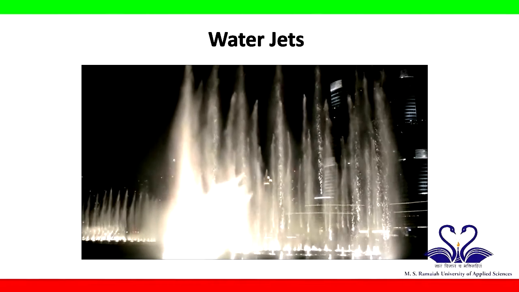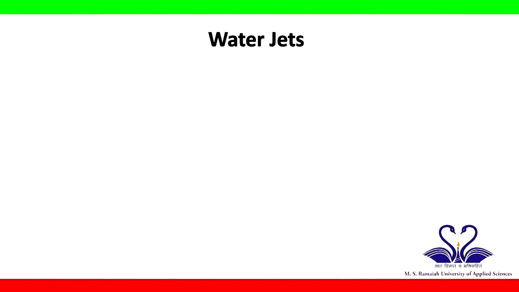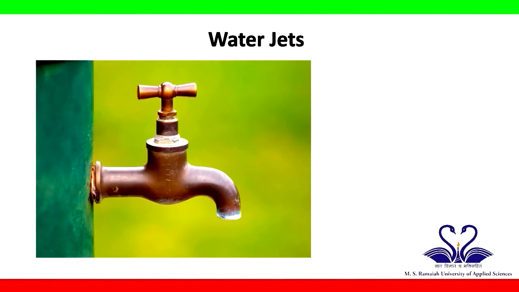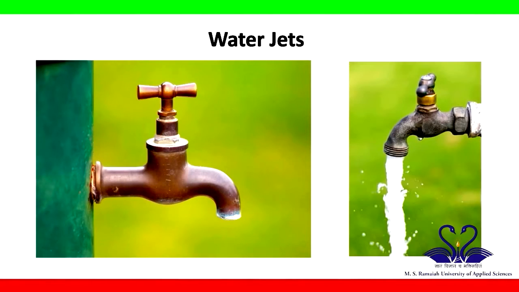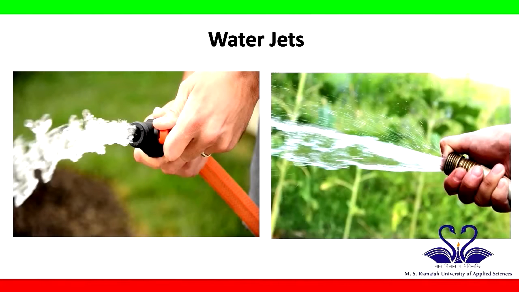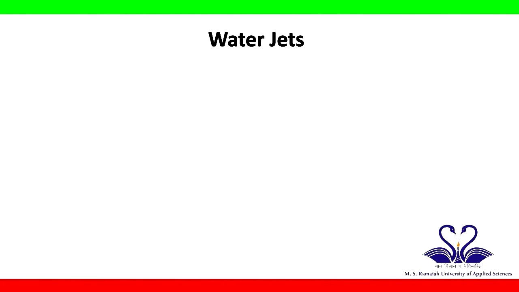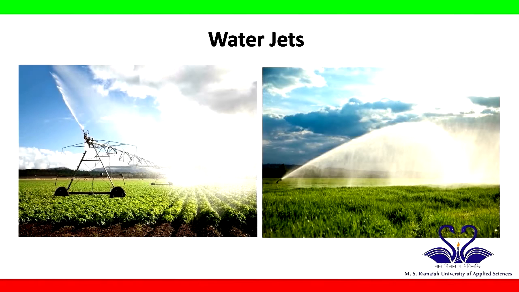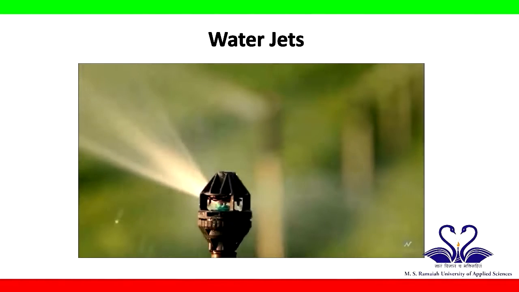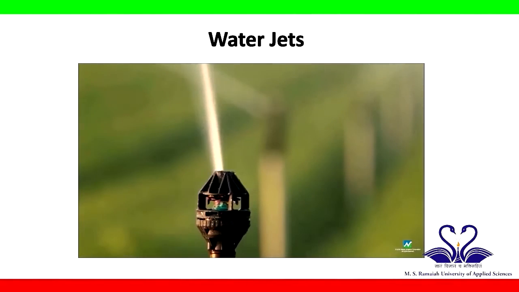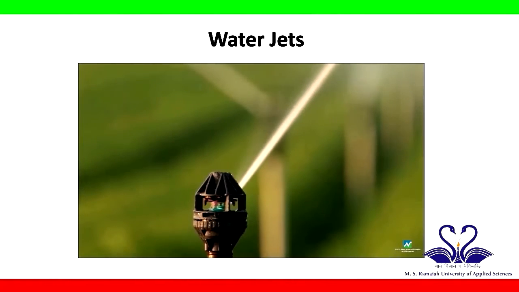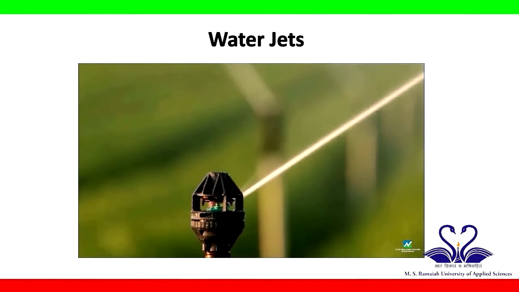Water jets are commonly used in day-to-day life. Take the example of a house tap that releases a water jet when open, or a garden hose that is used to irrigate plants at home. A network of sprinklers is generally used for irrigation in large-scale cultivation. A sprinkler is a nozzle device that converts fluid pressure into jet velocity.